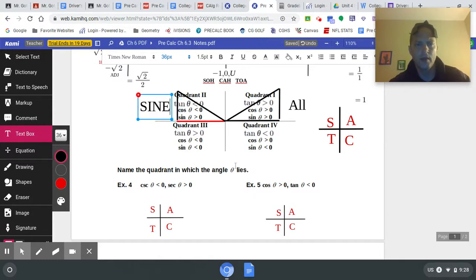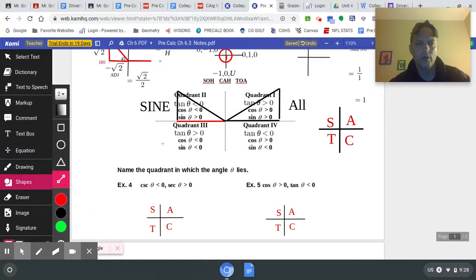How's that? All right, next in quadrant 3, when I'm drawing, I have the adjacent leg is negative, and then I have coming down is the opposite leg. The hypotenuse is always positive.